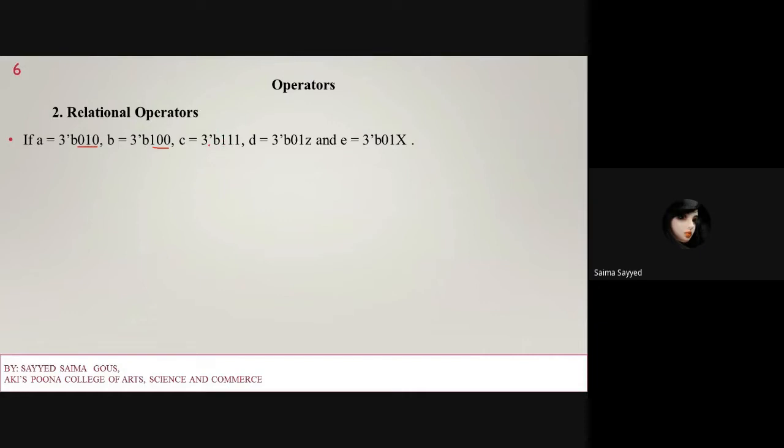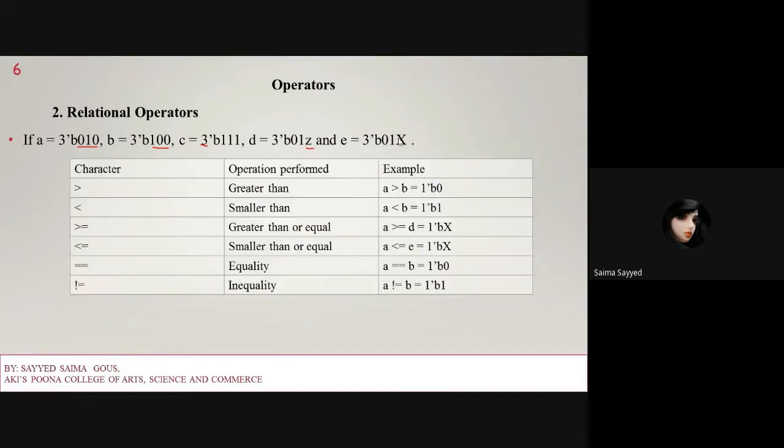Here b is representing binary number and 3 is representing how many bits there are in the binary number. So C is the 3-bit binary number 1, 1, 1. Then D is a 3-bit binary number with bits 0, 1, and here z is used as high impedance. Then E is a 3-bit binary number 0, 1, where x represents an unknown value. Next, these are the relational operators. First is greater than. So A is greater than B.